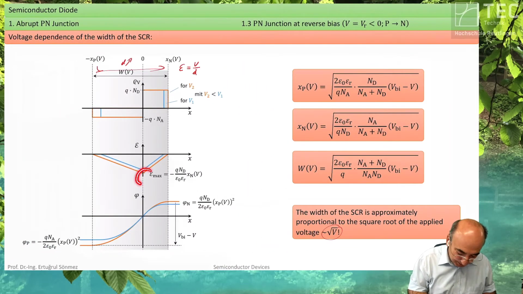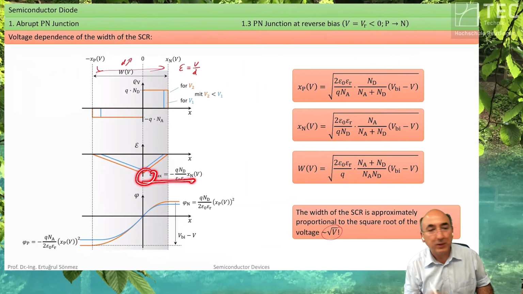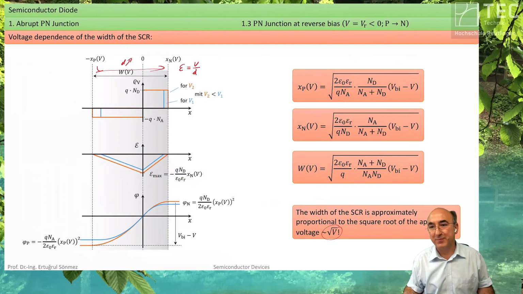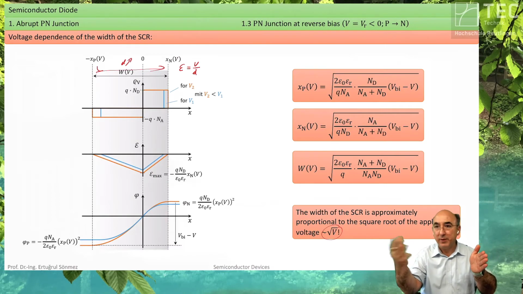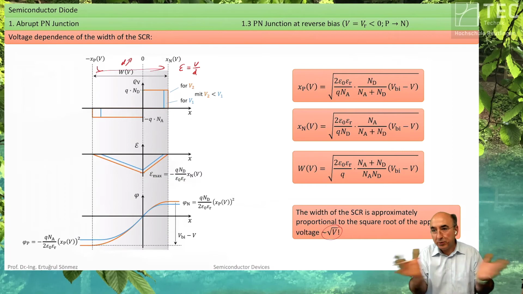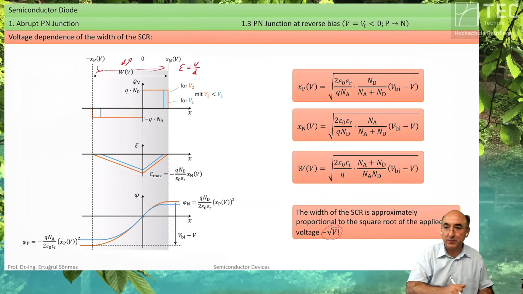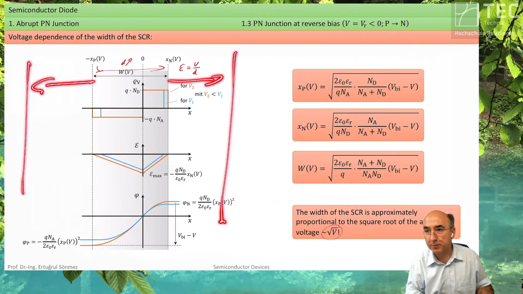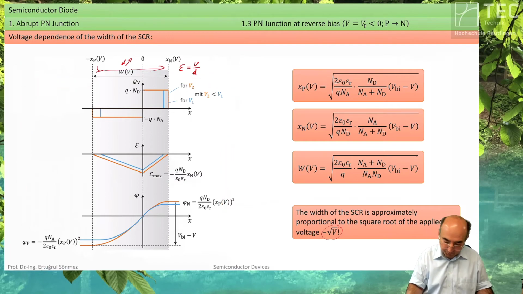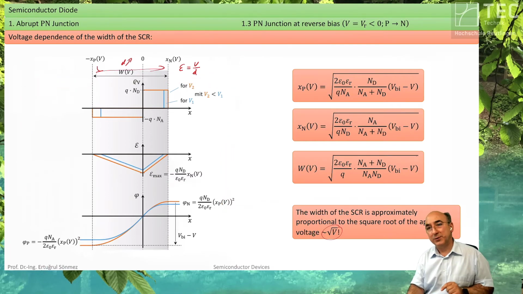Therefore, the electric field, like it is obvious, is increasing. This is the reason. That means you increase the voltage, the space charge region is also increasing, but not at the same value because of the square root. That's all. Due to this fact, the diode is breaking down, although you have enough room to increase the space charge region. Okay, so take this into account.